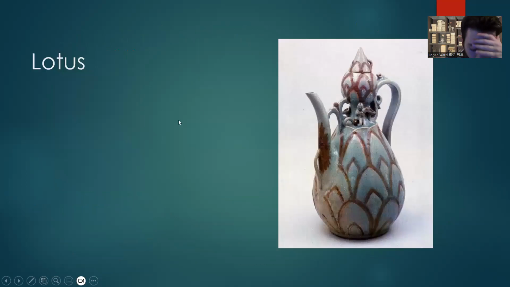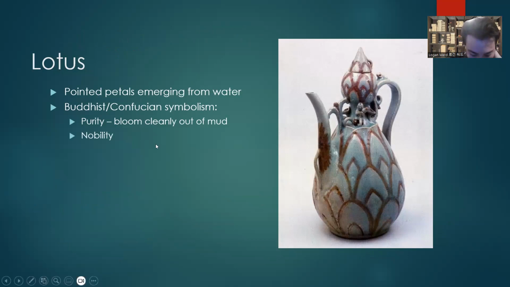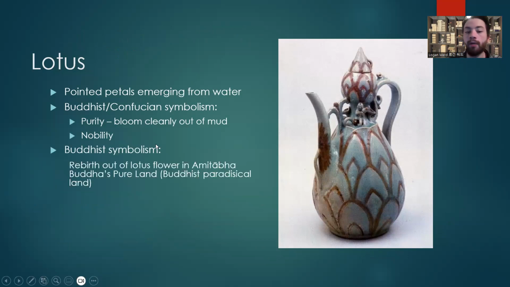Okay, so the lotus. Again, think about those pointed petals emerging from the water. It can be Buddhist symbolism. It can also be Confucian symbolism. They get mixed up a lot. And it's usually a symbol of purity because it's like this bloom coming out of the muddy water. It's also a symbol of nobility, especially a Confucian symbolism. And then in Buddhism, it's definitely a symbol of rebirth.